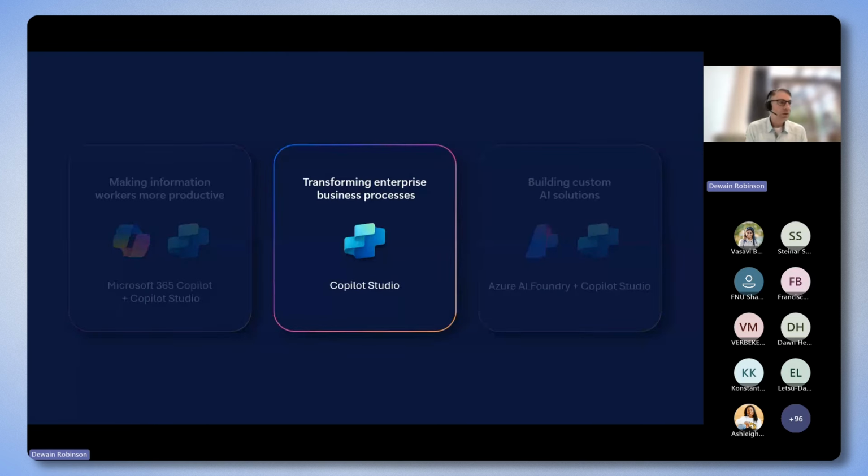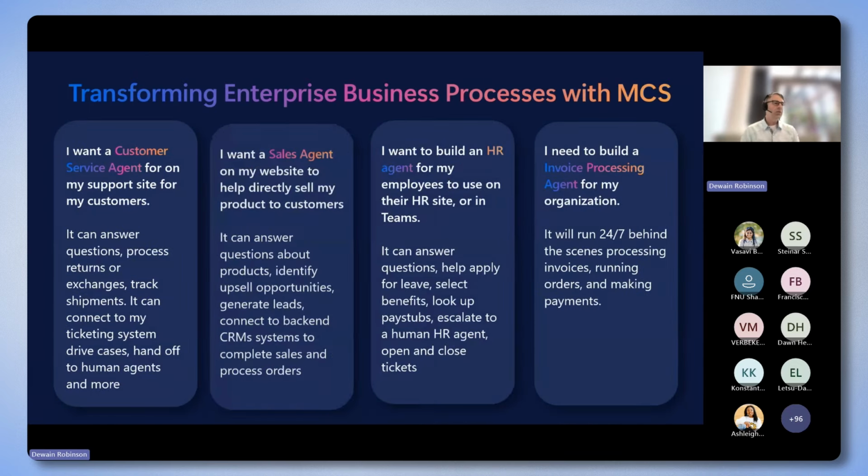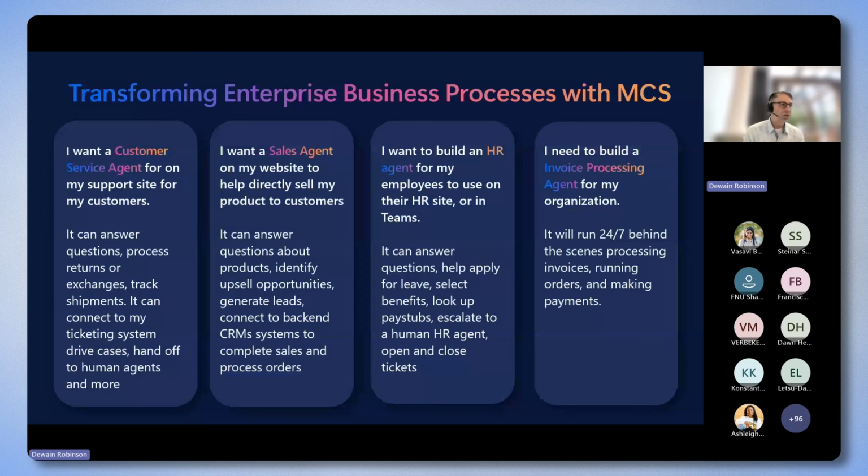All right, so as we go in, let's shift over to outside of the M365 and Copilot Studio together, just going straight to Copilot Studio itself and being able to transform enterprise business processes. So this will be Copilot Studio's core and its abilities within itself, just standalone. So when we think about this, we've got the ability to build these different agents that people are looking for, everything from a customer service agent to a sales agent, HR, invoice processing agents, and things like that that are running in an autonomous fashion.